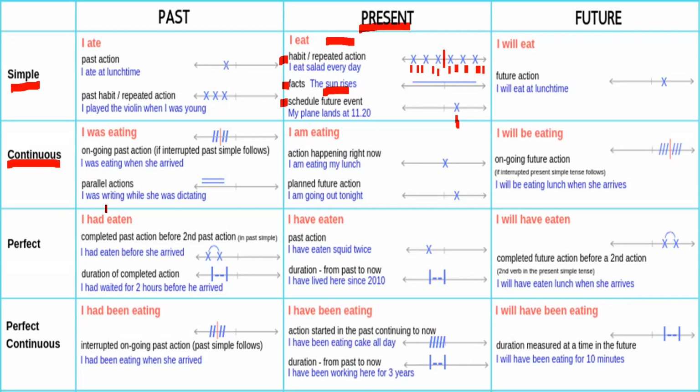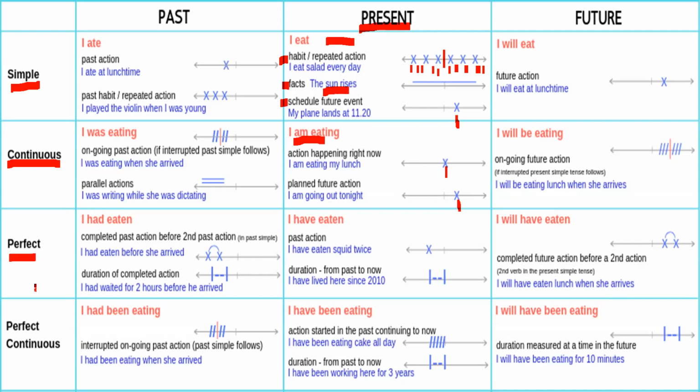The present continuous: action happening right now. I'm eating my lunch right now, at this time. This is a continuous action. We are talking about an event happening now, or a planned future action again. I'm going out tonight. So just remember the continuous present: this is an event happening right now.